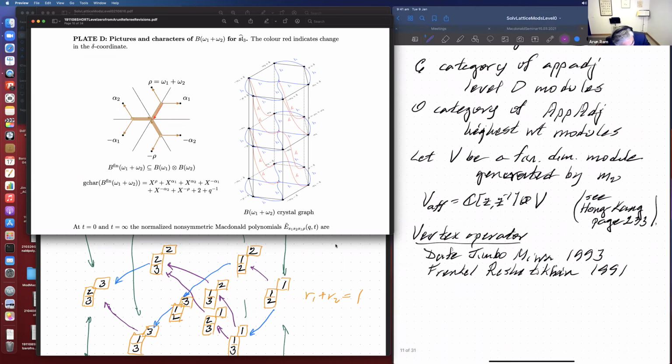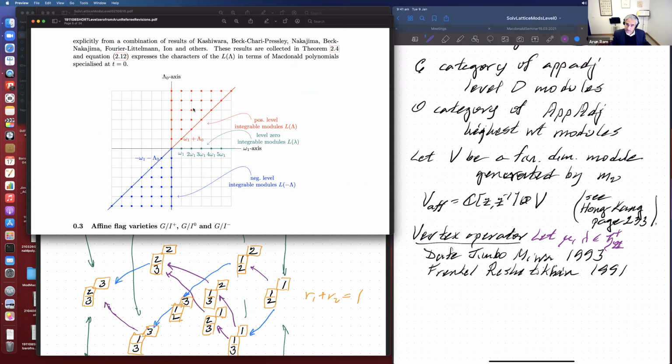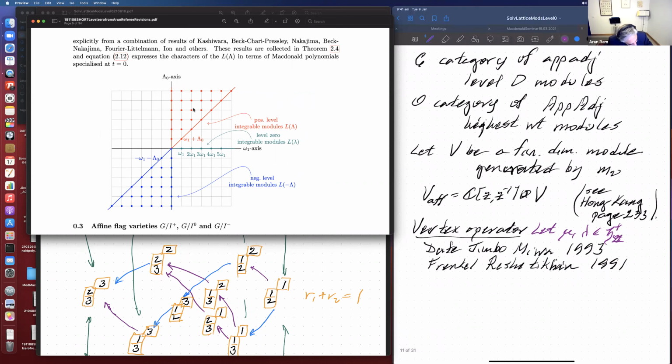So they say do the following. They say, let's take mu and lambda to be in h_Z plus. So maybe we can go back to this picture here. I'm choosing 2 points in the red region, and for those I have an extremal weight module for each of those. What I do is I tensor that with V_F, which has to be level 0 because it started out as a finite dimensional module. And then a vertex operator, they say, is a morphism. The usual notation is from L lambda into L mu tensor V_F.